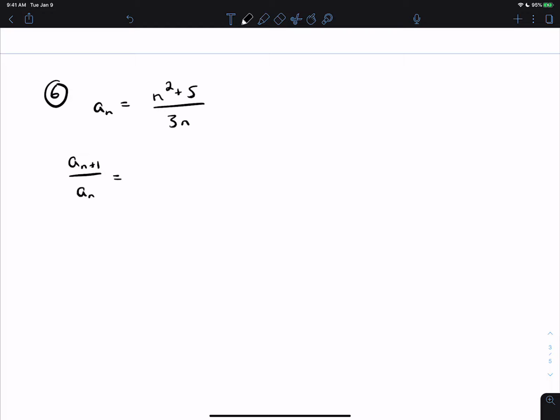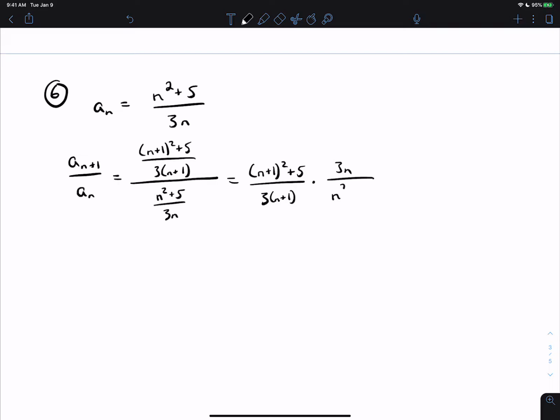And so what we want to do here is look at a sub n plus 1. So a sub n plus 1 is ((n plus 1) squared plus 5) over 3 times (n plus 1), divided by a_n. Normally we'll probably skip through this first step, but go ahead and write it for now as division. And then what that means is we're going to multiply by the reciprocal of the bottom. So we're going to flip the bottom and multiply. So we get ((n plus 1) squared plus 5) over 3 times (n plus 1), times 3n over (n squared plus 5). Now we're going to work out the algebra.